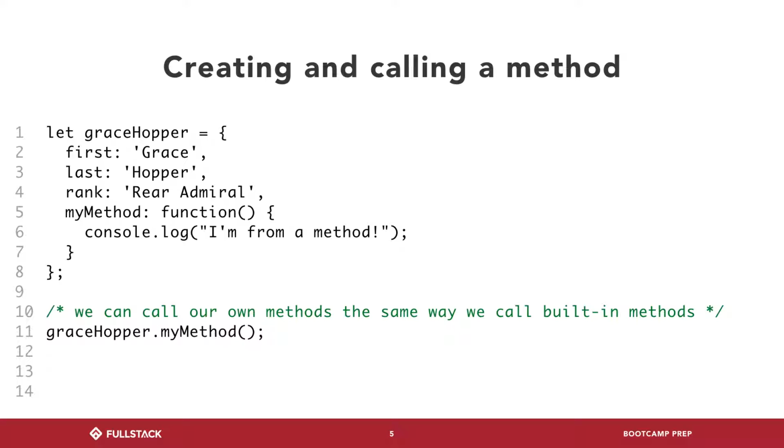So I'm trying to cover the open and close parentheses here. If this was a string, then when I call object.key, gracehopper.rank, it would return the string value. If this was a number, it would return back the number. This is a function, so if I didn't have the parentheses here, this would just return back the function.